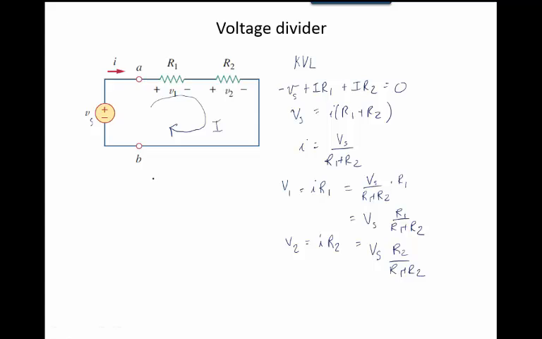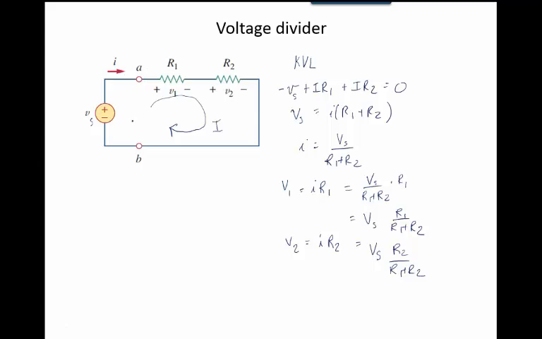So I'm going to do a numerical example to show why that's a voltage divider. Note that these calculations are the voltage across the resistor. It's not necessarily the voltage at that node or that node or that node. It is the voltage that is across the resistor.